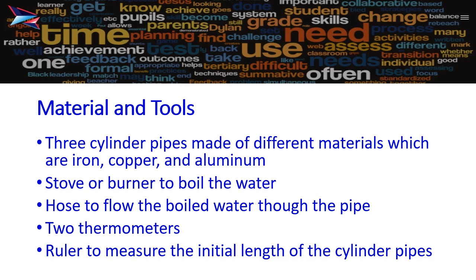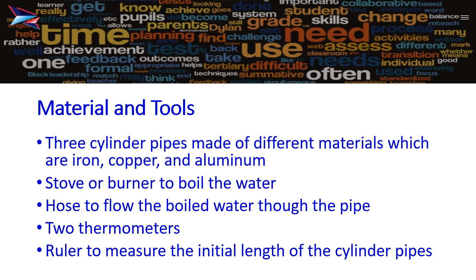The materials and tools we are going to use in this experiment are the following. The first one: there are three different cylinder pipes made of different materials, which are iron, copper, and aluminum. The second one, we need a stove or burner to heat up the water.